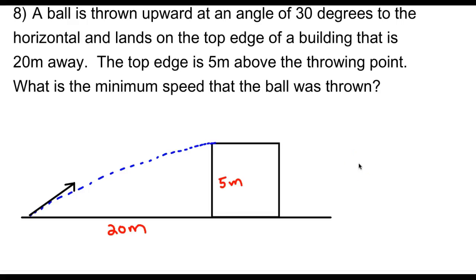Alright, so here's number 8. It says a ball is thrown upward at an angle of 30 degrees to the horizontal and it lands on the top edge of a building that is 20 meters away. The top edge is 5 meters above the throwing point. What is the minimum speed that the ball was thrown?